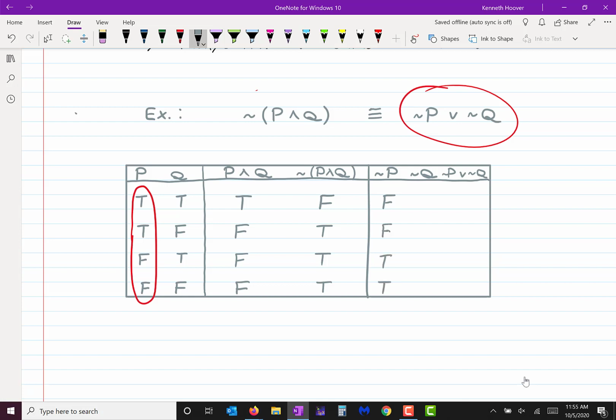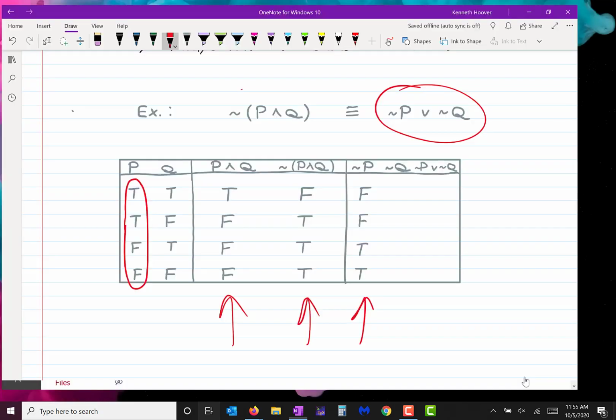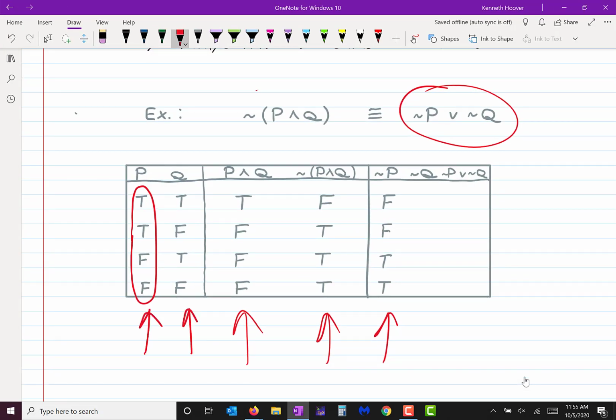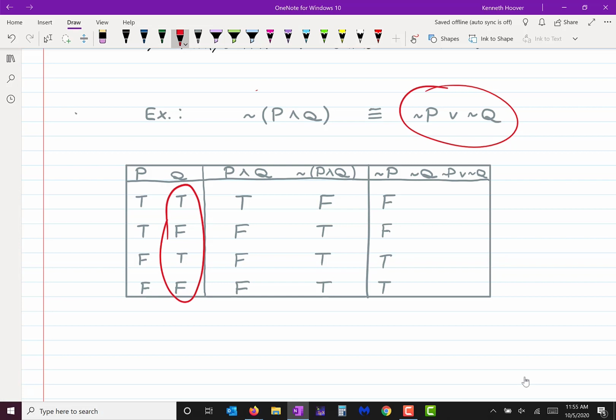Does it matter what order I wrote them at the beginning? No, it makes no difference. The only thing that matters is that in these columns here, I want to make sure that my trues and falses agree with these columns here. Okay? All right. Now, since my original column for Q said true, false, true, false, then my column for the negation of Q should say false, true, false, true.